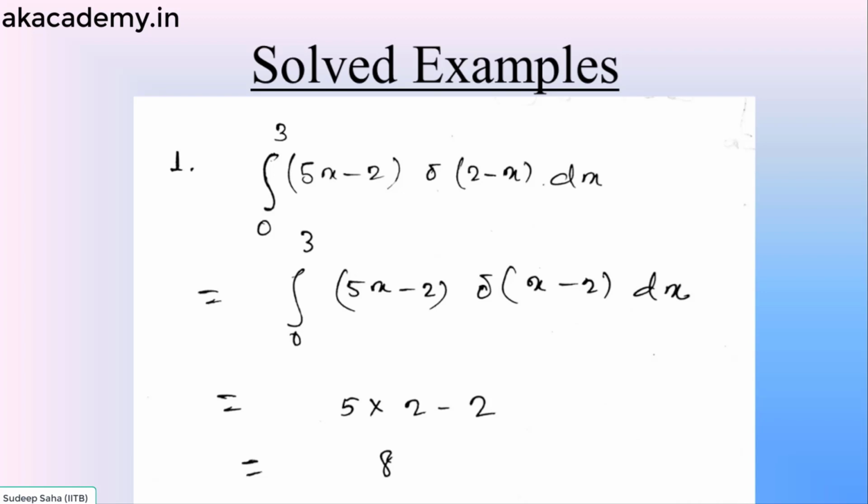Here the integration is 0 to 3 of 5x minus 2 delta 2 minus x dx. Okay, so we can write delta 2 minus x as delta x minus 2, both are same. Okay, so delta at x equal to 2 gives infinite value, but at other points it is essentially 0. So this is nothing but we have to just put this 2 here, and this is the answer, right?